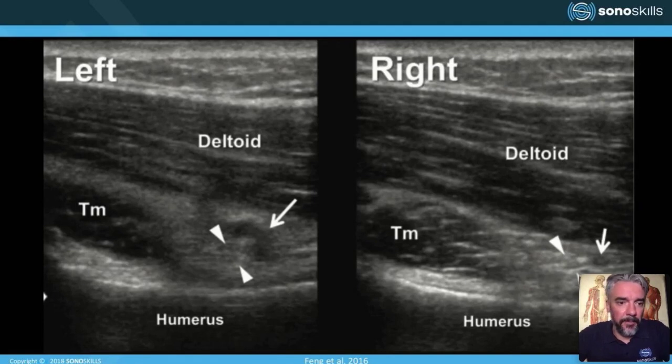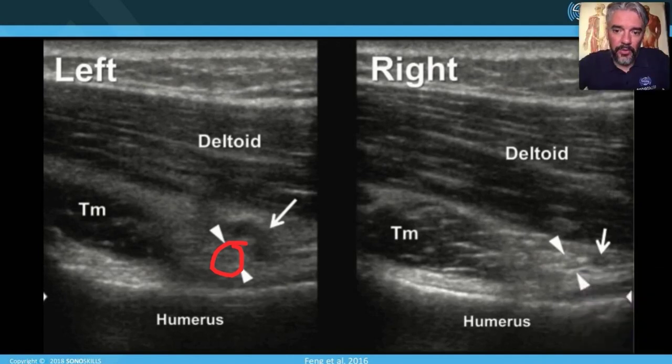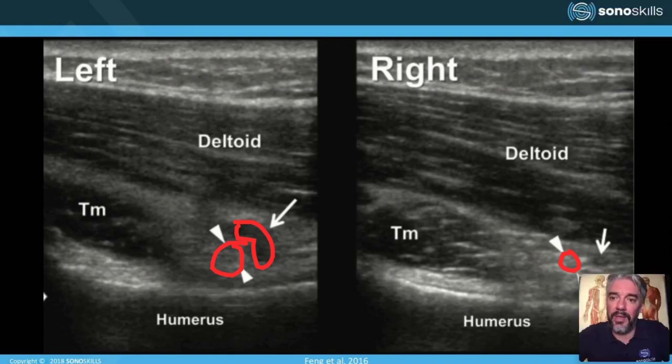And in this case, this is the suprascapular nerve of the quadrilateral space. We can see the nerve. Let me position this shortly here. And right next to the nerve, we can see an increased cross-sectional area of the artery. And in the right image, we can see that the artery is much smaller, but the nerve is also much smaller. So this is a compression on top of the neurovascular bundle of the quadrilateral space.